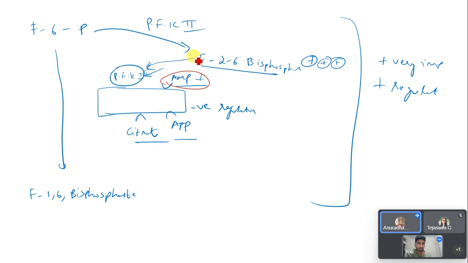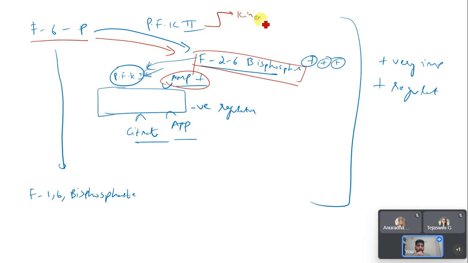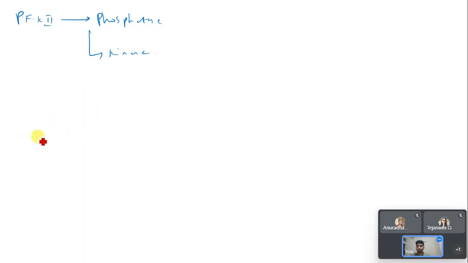So maybe we can inhibit PFK2 so that it doesn't make F26. This enzyme is already present in our body, but it's mostly about stopping this conversion of F6P into F26. As I told you, it has two domains: one is the kinase domain and one is the phosphatase domain. So in your body, when glucose is... this is the kinase domain, and this is the phosphatase domain of PFK2, phosphofructokinase 2.